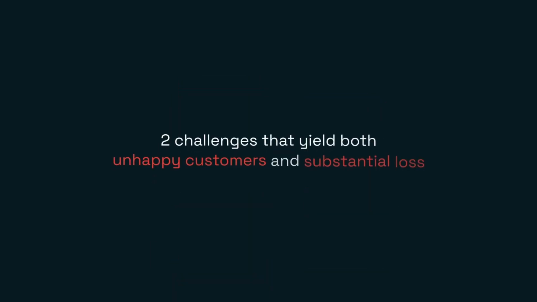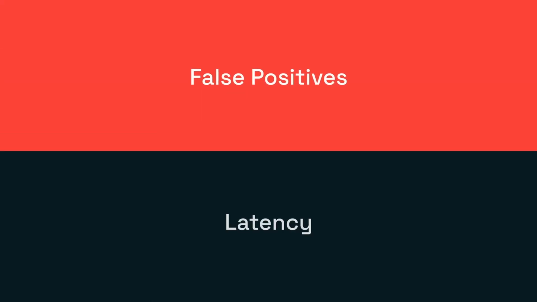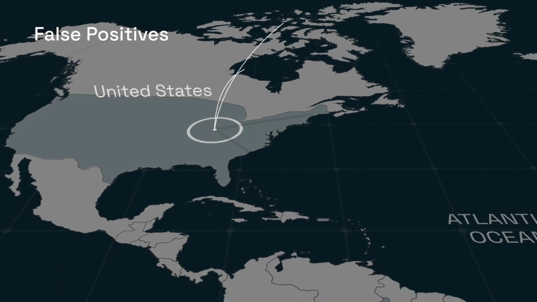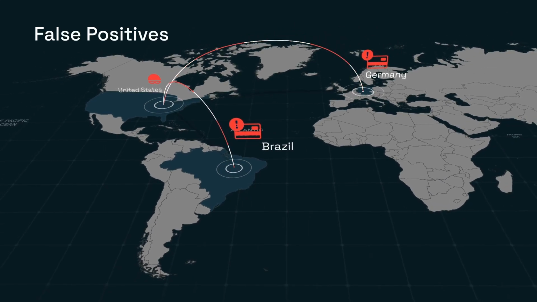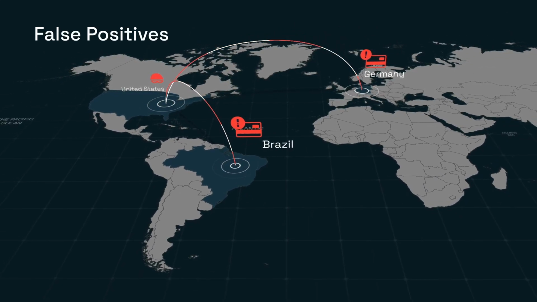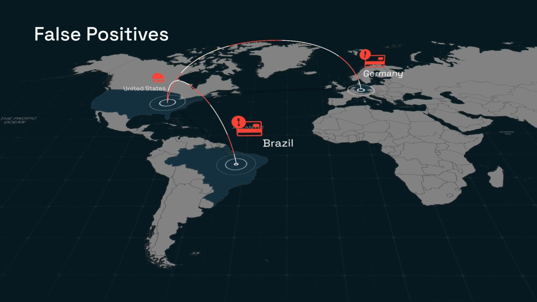Two challenges that yield both unhappy customers and substantial loss: false positives and latency. False positives is when a system flags a legitimate transaction by the user as fraud. I can imagine that could have happened to you before. It happens commonly when you travel internationally, for example.